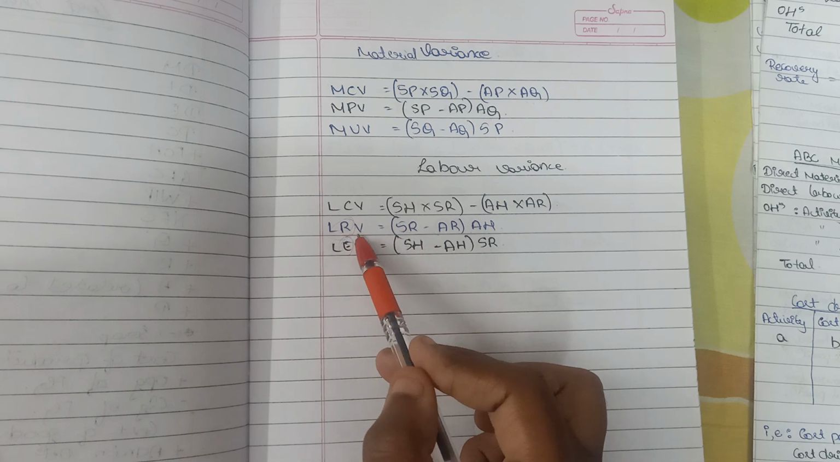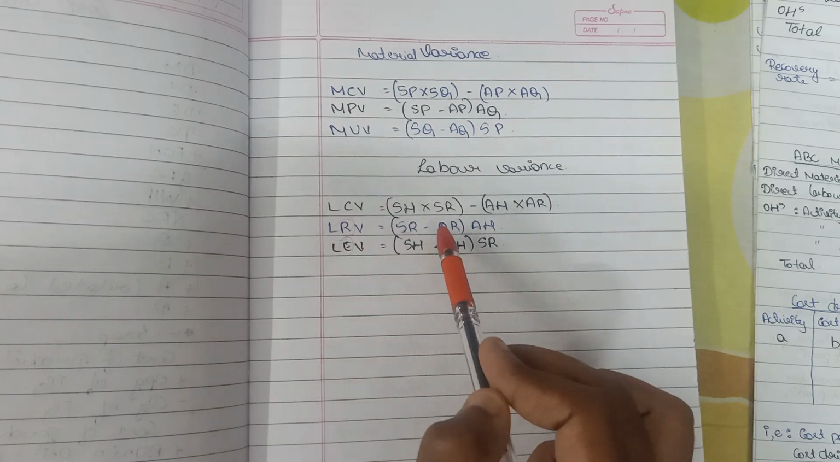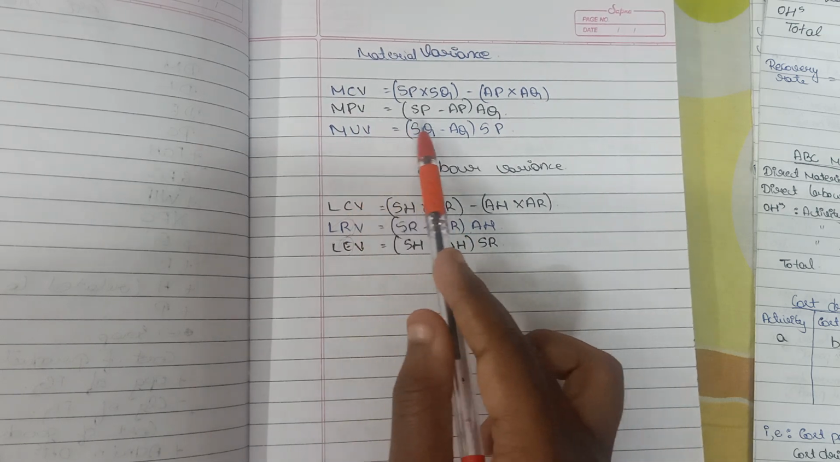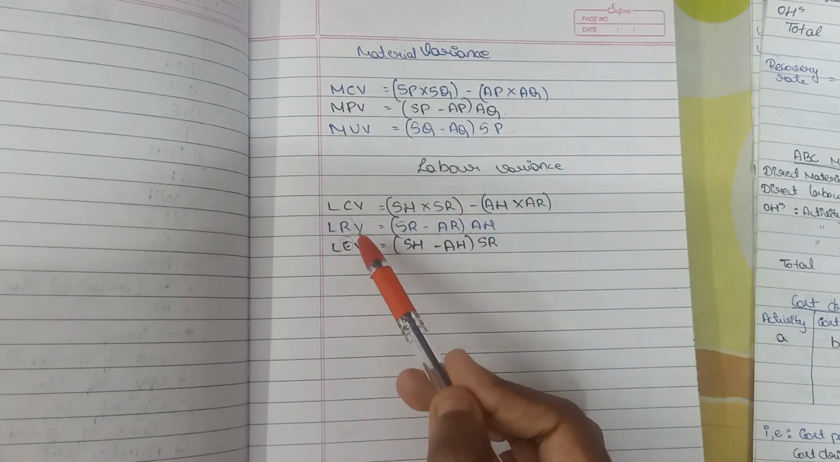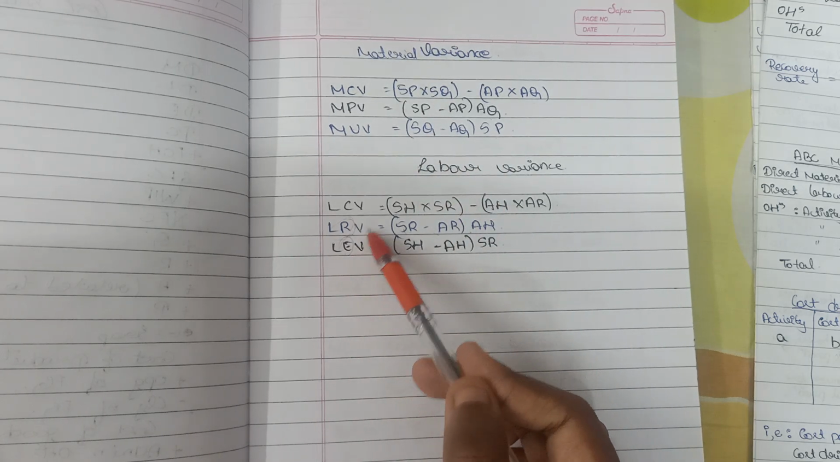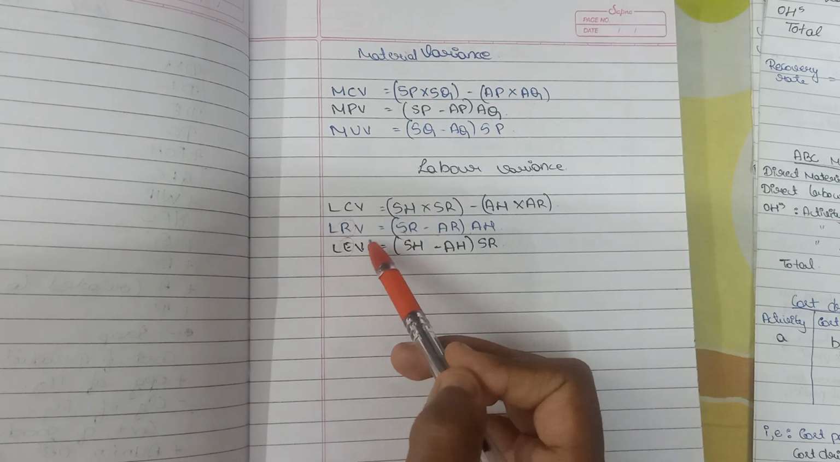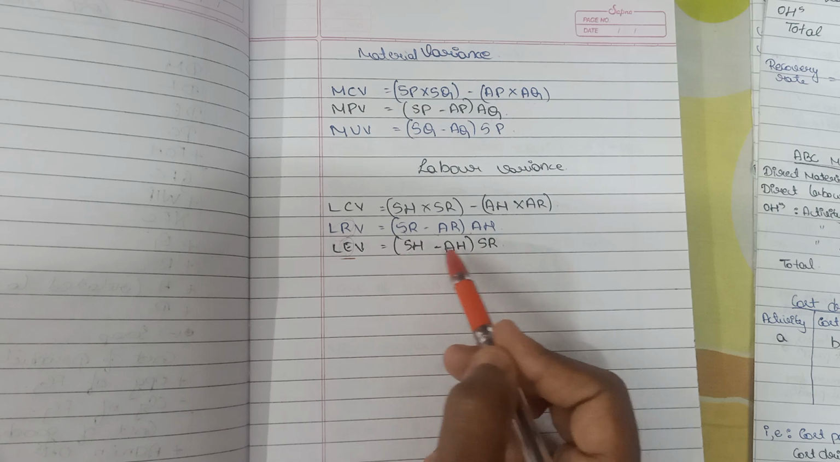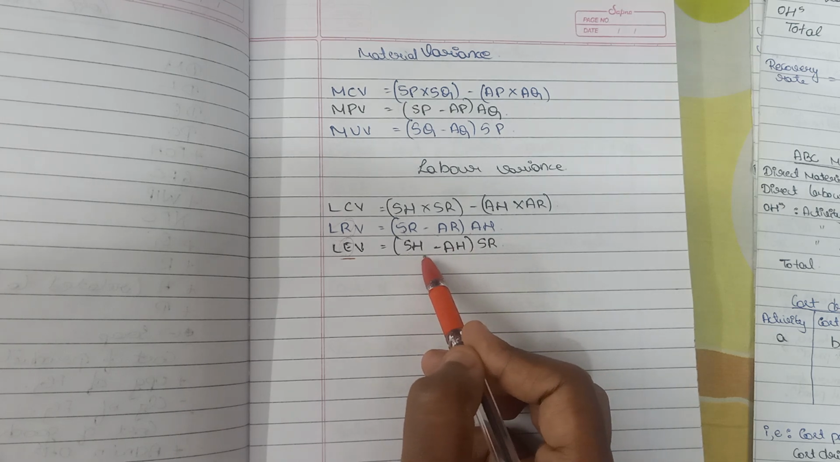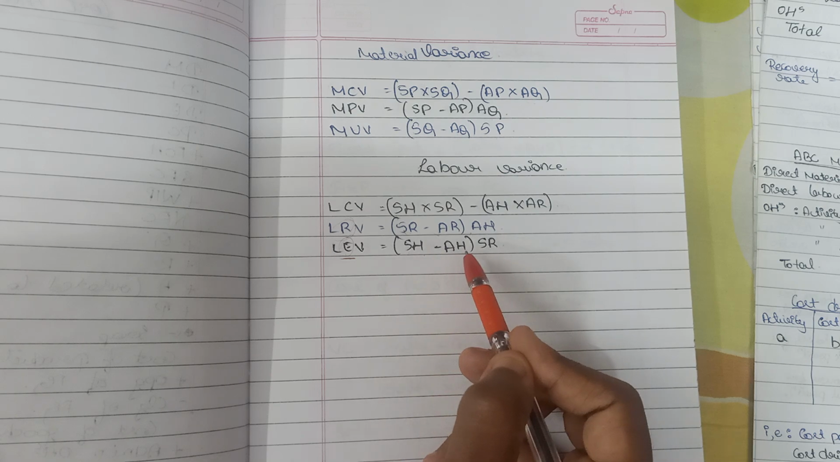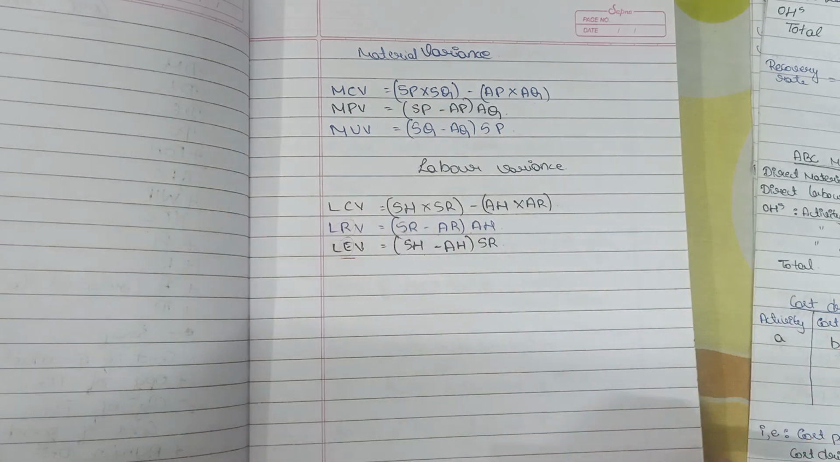We remember, right? In case of P, that is SA, and U, that is SAS, like that. Here the names change, but here we'll be writing usage, here it is efficiency, so we'll be knowing about it, that is SA and SAS. Here comes (SH minus AH) into SR.